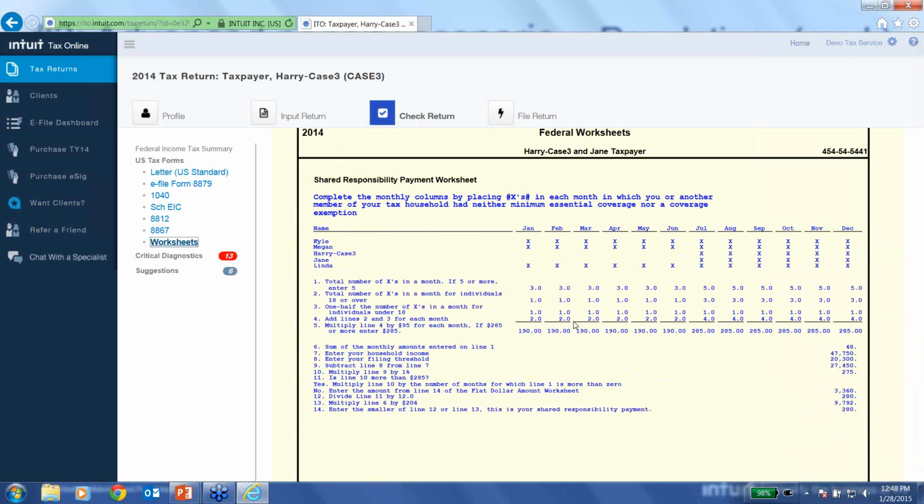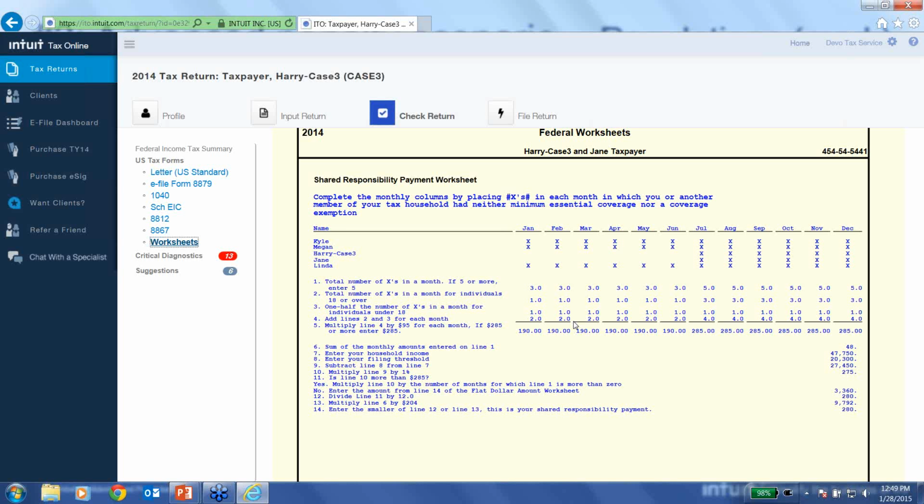So for Kyle and Megan, they did not have coverage. And Jane also did not have coverage for the year. Harry and Linda, the parents, had coverage for the first 6 months, and then no coverage after that. So we come down to line 1 and put in the totals.